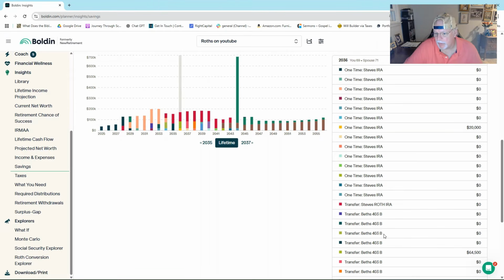Yeah, here we go. Beth's 403B. So there you go. So this is a transfer. These are the Roths. So if you see, I'm on this year, the Roths are the color green. So that's a Roth conversion there. When are the next ones?